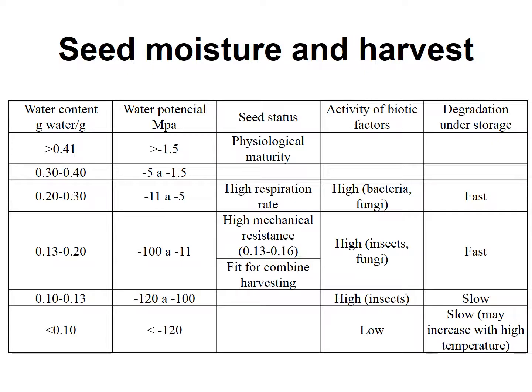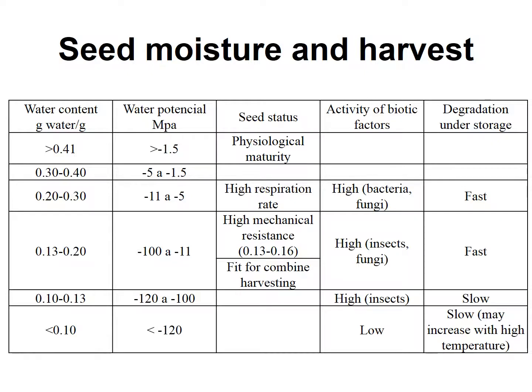When the seeds are dry, we have, for instance, between 0.10 and 0.13, still activity of insects, but the degradation under storage is low. And for even drier seeds, the activity of both insects and fungi will be very low, and the degradation under storage will be low. It might increase when the temperature is very high.